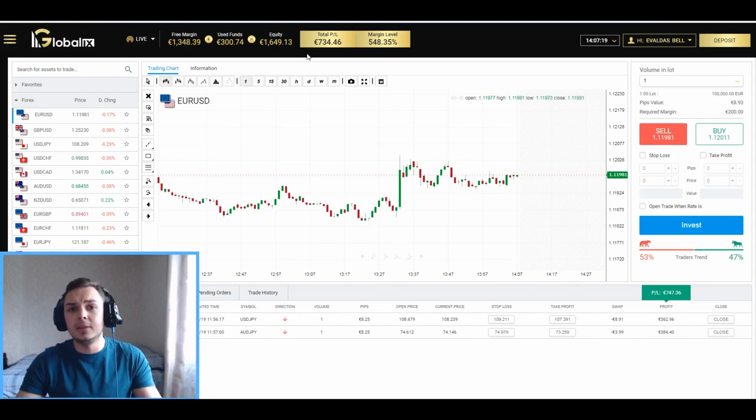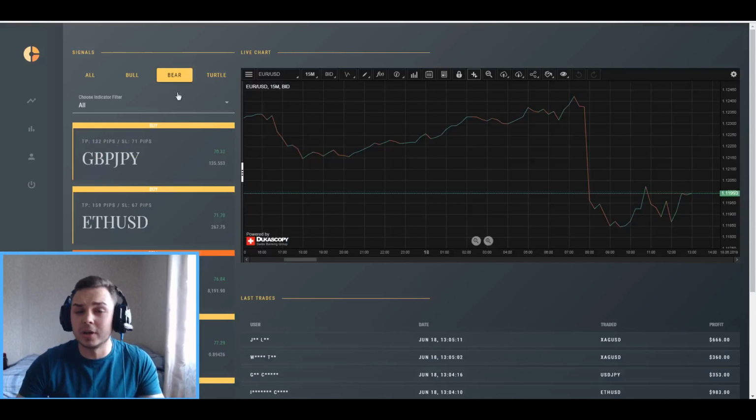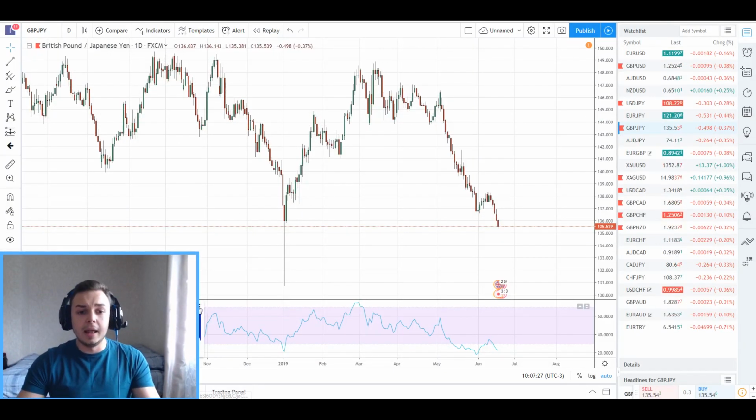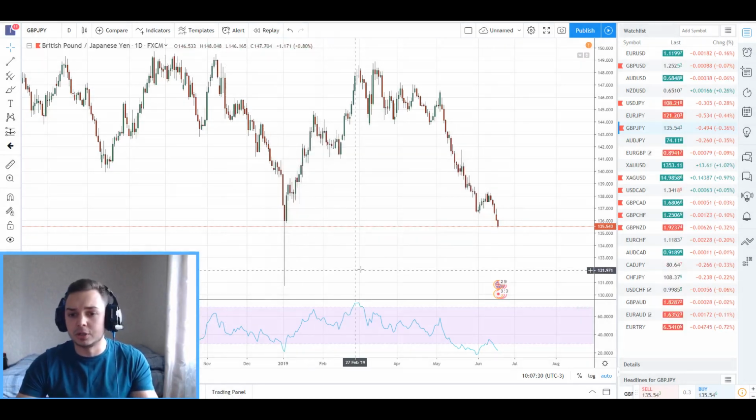Right, the first thing I'm gonna do is obviously place a trade, and I've been looking at this GBP JPY trade. It's a buying signal. And why is it a buying signal? Well, this is easy. Let's just close this ad off. Let's just hide this for now.